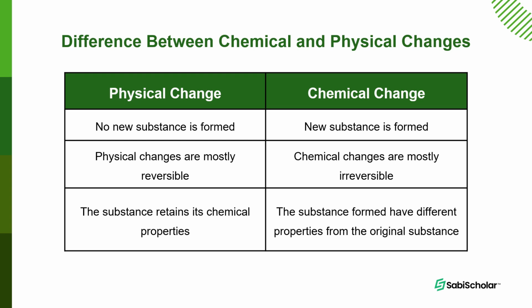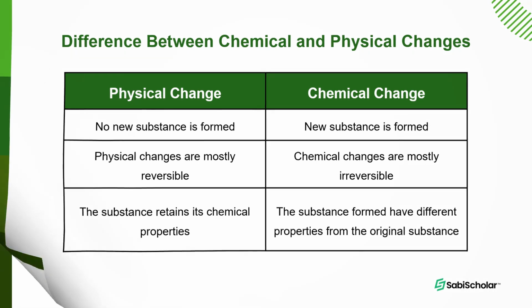But under chemical change, the new substance formed has different properties from the original substance. That means the new substance formed will have entirely different properties. Just like the example I used, wood and ash. All right, let's move to the next.